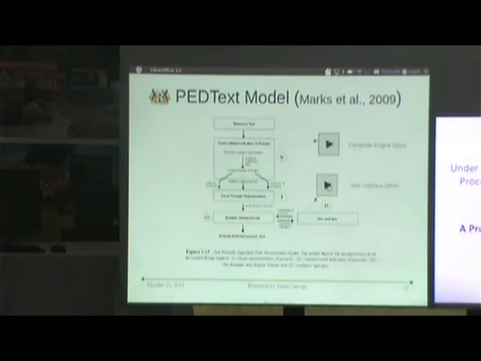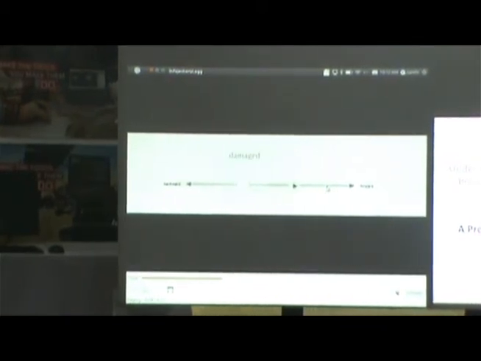Right? And the user interface, this is what it will look like when the user starts to read. As you can see, they can adjust the amount of words per minute that they're reading at. And they can also rewind. And that's what the interface looks like.